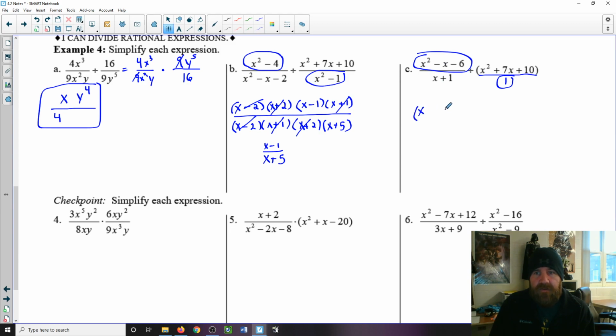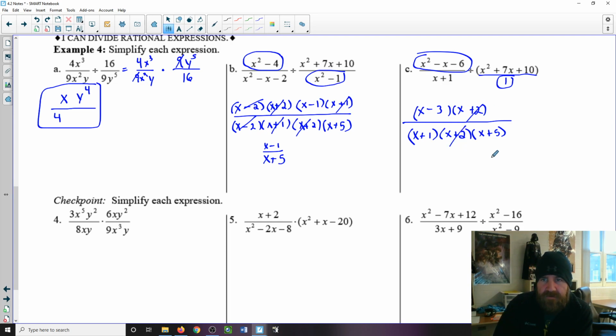So we have x, we have a minus 3 plus 2 times 1. We don't need to show that, so we can just go ahead and put this on the bottom. So this goes on the bottom, x plus 1, times the factor of this, which is x plus 2, x plus 5. And cancel what we can cancel. Well, x plus 2 goes away, and nothing else cancels.